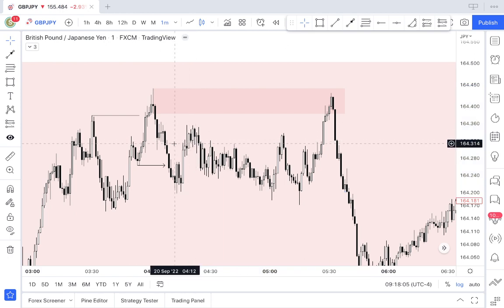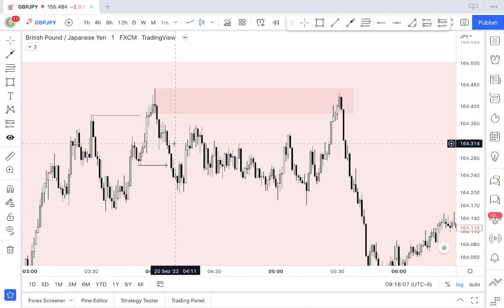You want there to be an imbalance. That's another thing. You want there to be an imbalance. So where's the imbalance? Imbalance here. There's also a little imbalance here. Yeah, there's also a little imbalance here. So would you enter here or here?